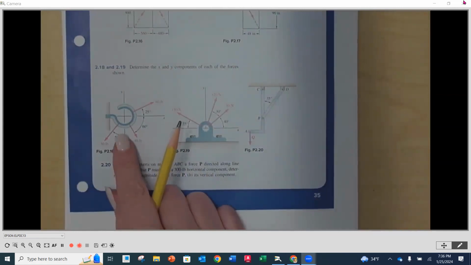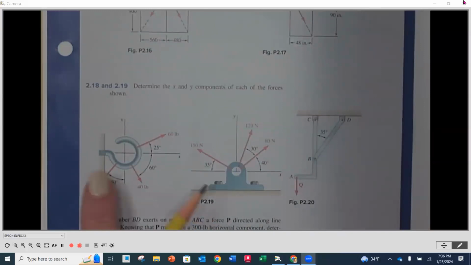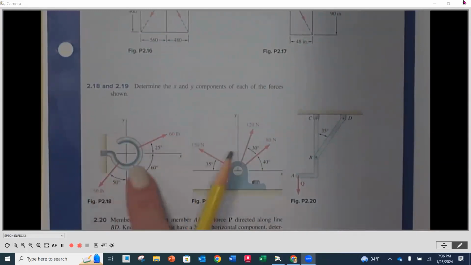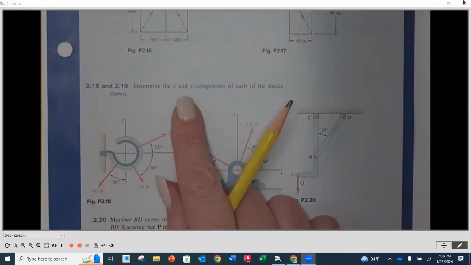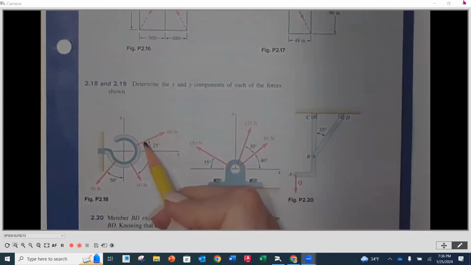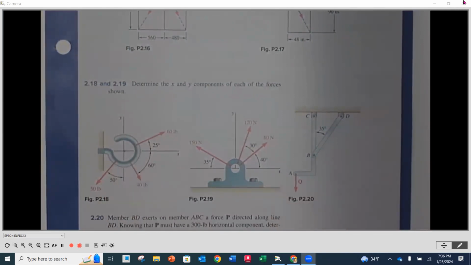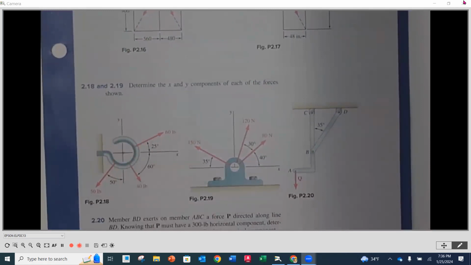Number 18 is right here. For numbers 18 and 19, which are these two problems, you're just going to be doing 18. It says determine the X and Y components of each force shown. You'll notice that we have this hook. If we extend each one of these forces along their line of action, they would have a common point of application at the very center of the X and Y axis. It's kind of like what our point A has been all along.